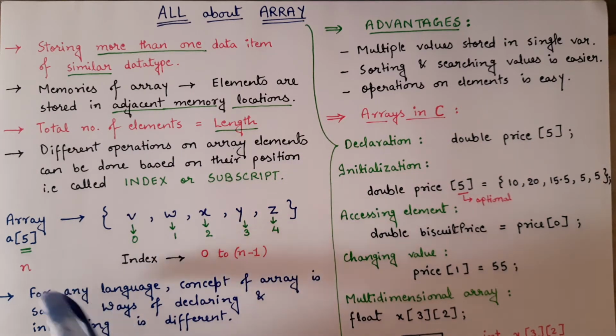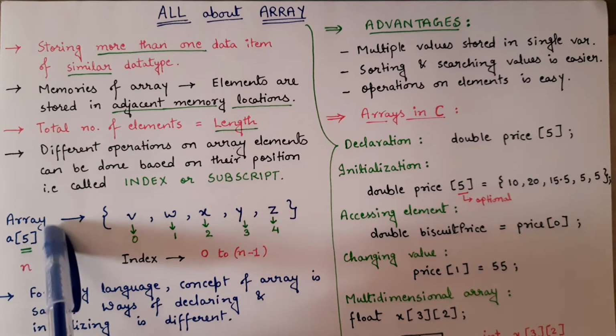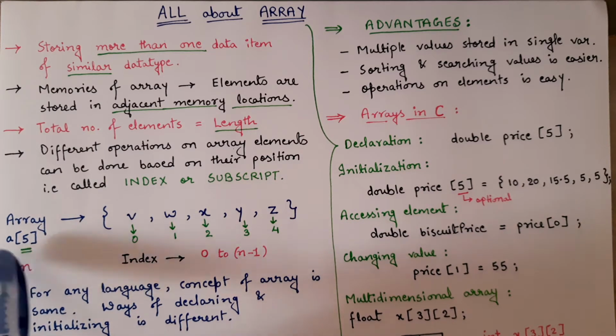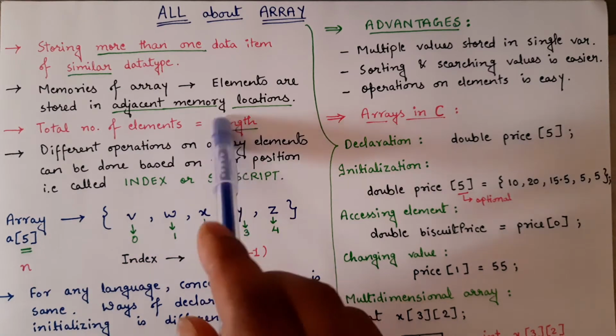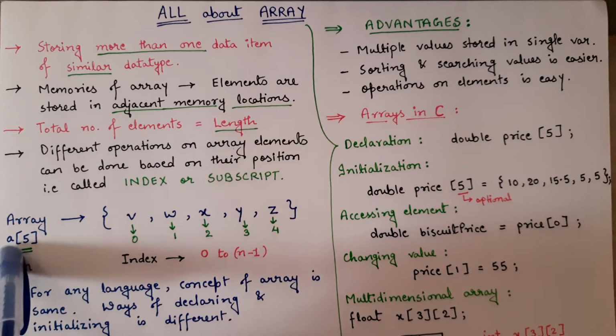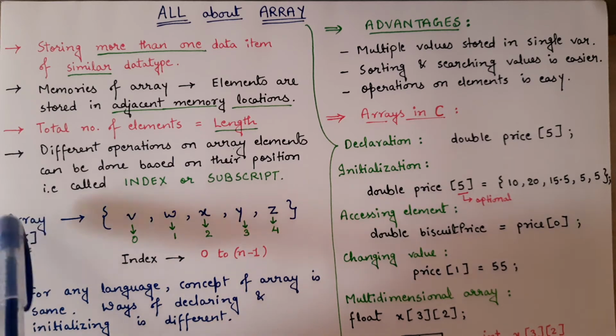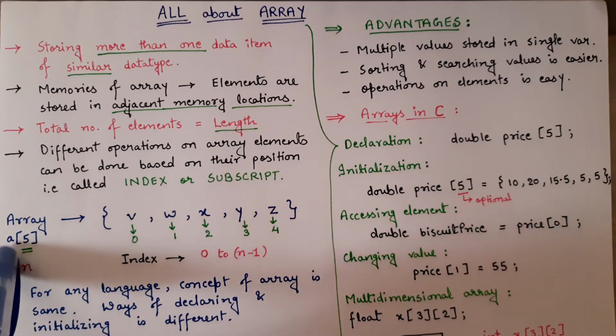Let's see an example, it will give you a very clear idea. Let's say I have one array and it is written as A of 5. When I write A of 5, A is the name of my array and 5 is the length of the array. We have already talked about length. That means this array named A will contain 5 different elements. So this is how the array name is represented, and this is how the length of the array is represented.